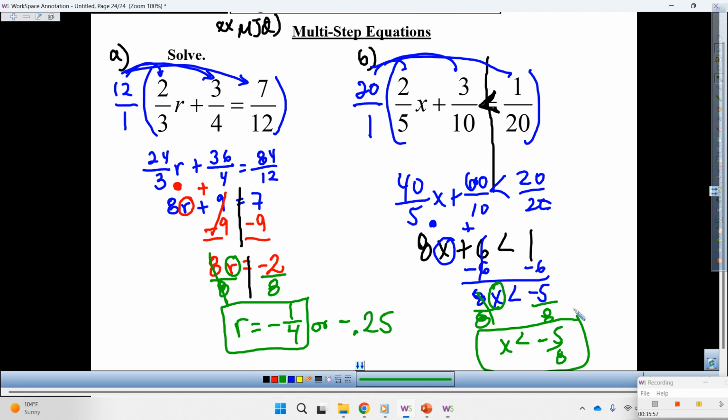This is what? This is too easy. Not too easy, it's one word. Too easy. That's my word.